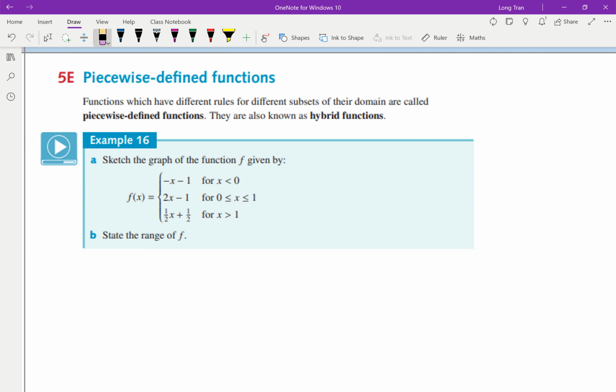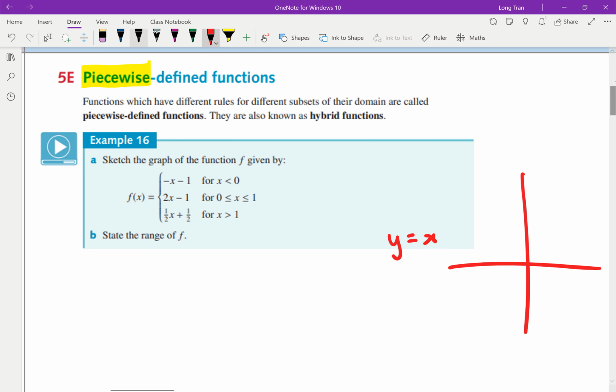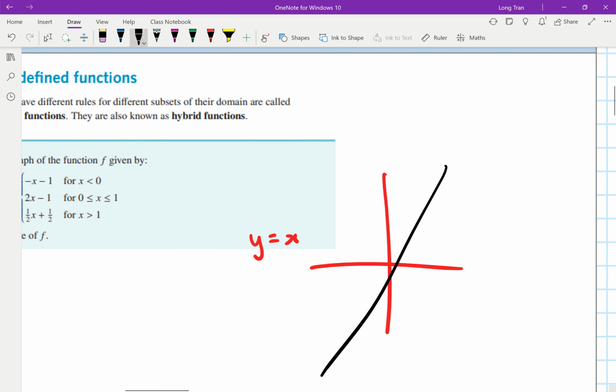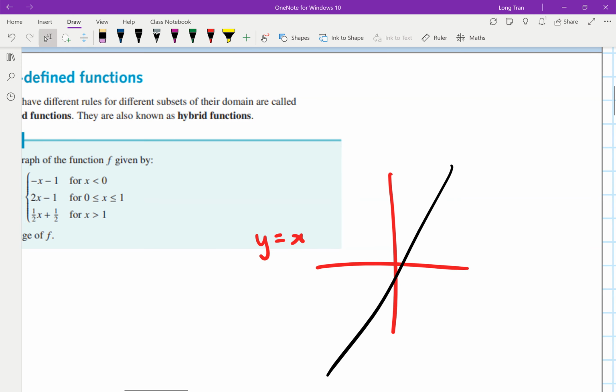But really, what they mean when they say piecewise is that you're sketching multiple graphs on the one axis. Because remember, you can restrict the domain. Say normally if you sketch y equals x, this is what the graph would look like. It goes on infinitely. But what if I only want to sketch a portion of it, from say -1 to 1? Then you only sketch from here to here, so you only get that part.